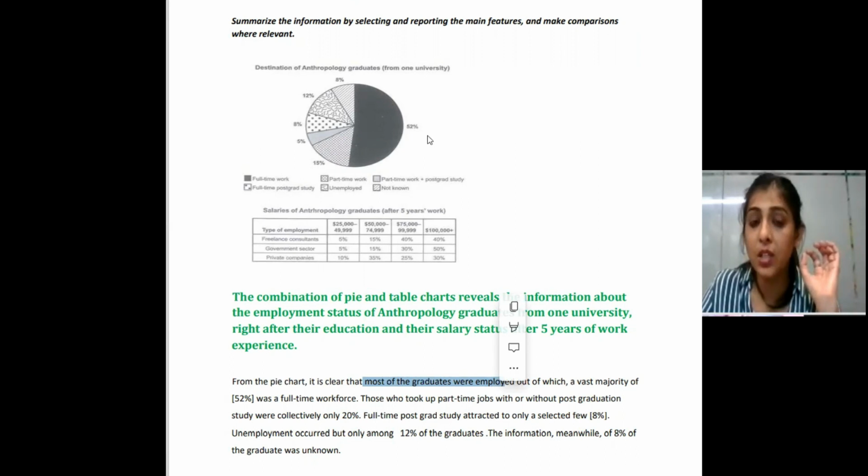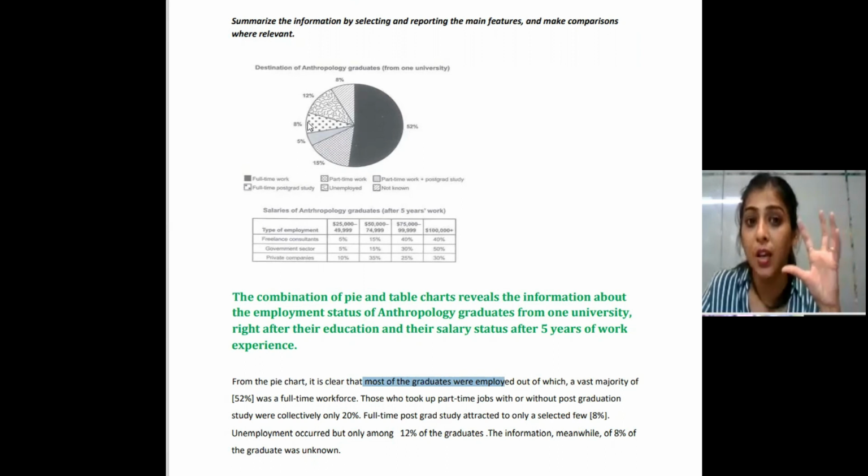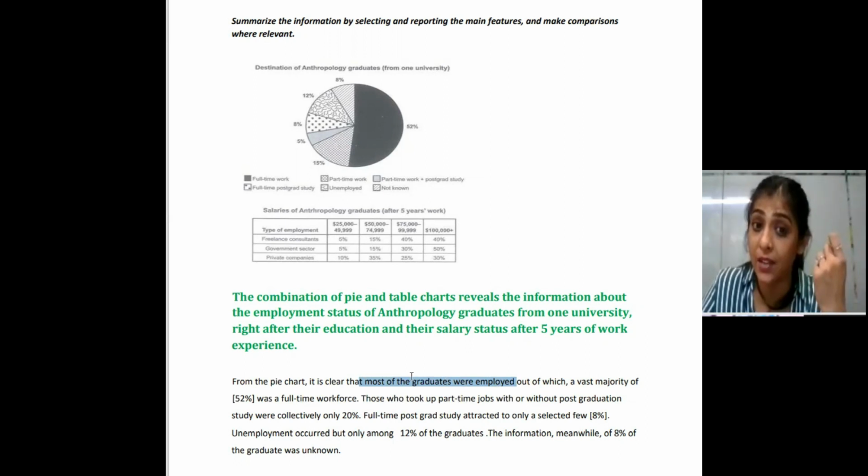Yeah, I would look at what's the majority, what is common for all the features given. Now most of the graduates were employed. Fine, this is an overview. Now I'm going to support my overview with sentences which can support the main feature I gave you. Most graduates were employed. Fine.